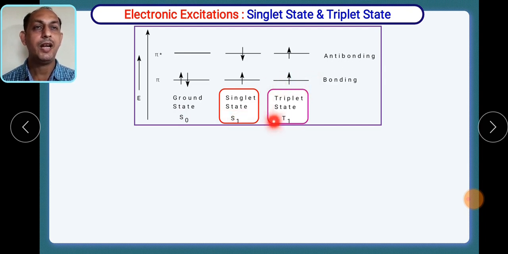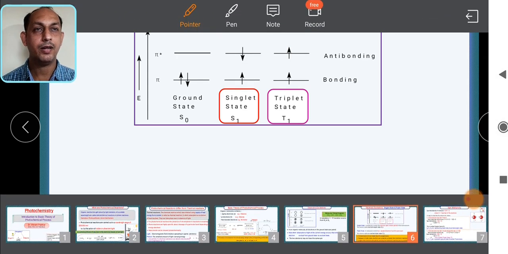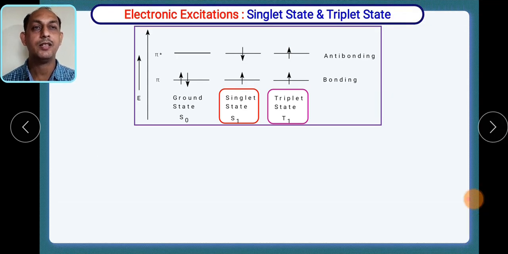While in case of the triplet state, what will happen? Both the electrons present in the bonding and anti-bonding orbital will have spin that is parallel. Okay? Here you can see upward arrow, downward arrow, upward arrow, upward arrow. So this particular transition is called a triplet state. So remember, there are two types of electronic excitation states: one is singlet state, another is triplet state.